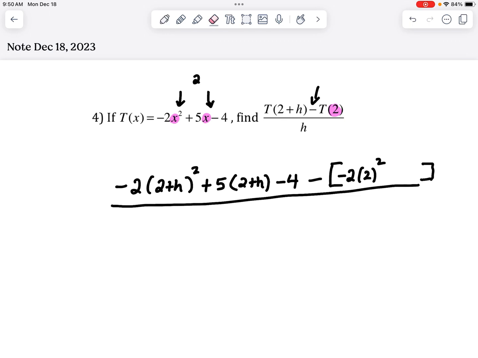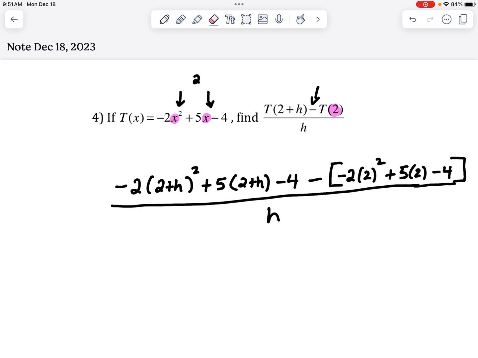And it looks like I might need a little more space, so let me just remove that for a second. And then there's plus 5 times 2, and then minus 4. And then put my second bracket on there. And then the whole thing is divided by h.